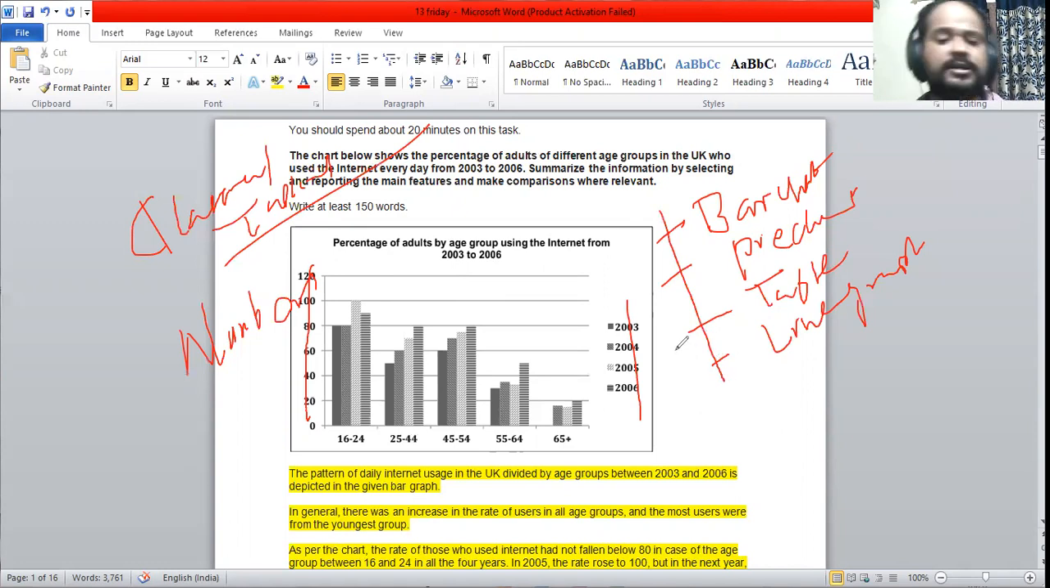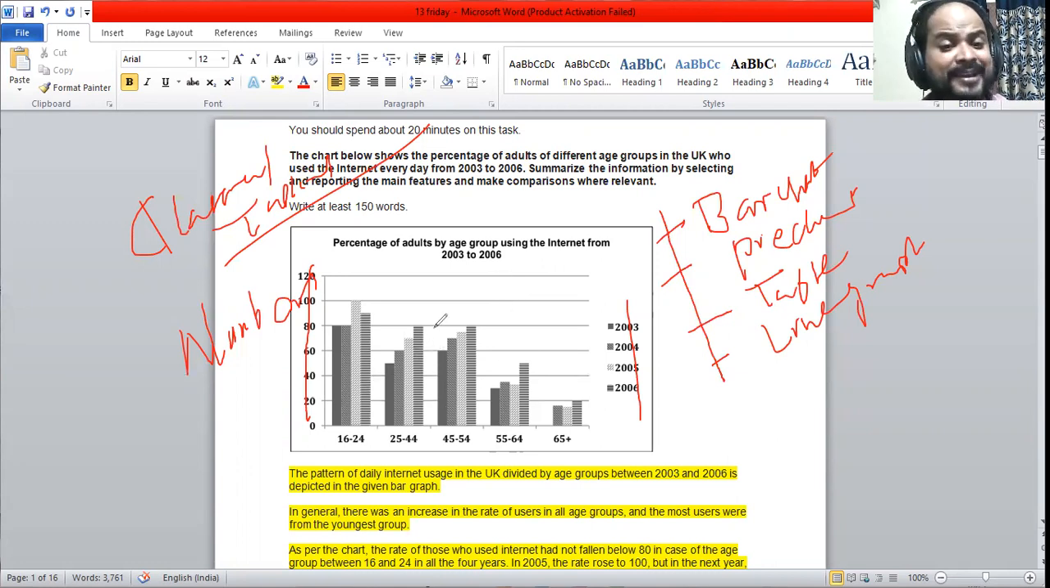We do have other task 1 types like maps, process diagrams, flowcharts, and some sorts of pictograms. There we don't have to compare numbers, so that would be easier than the statistical data.